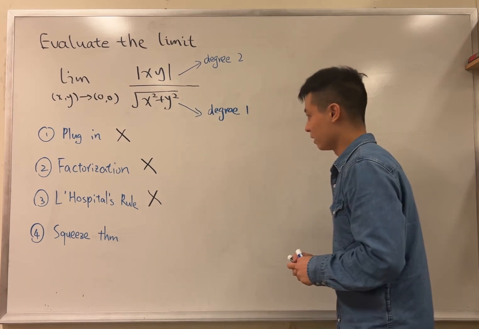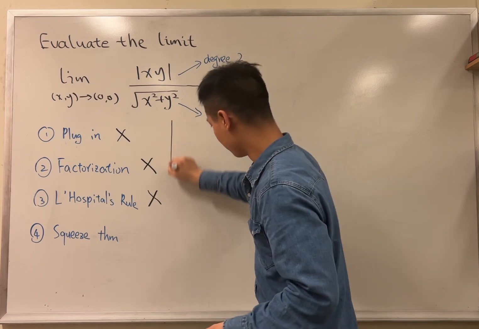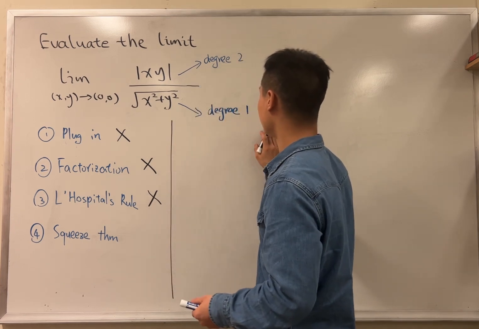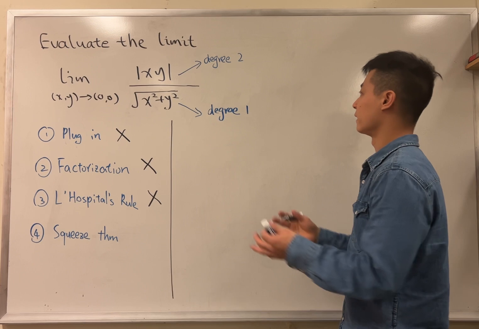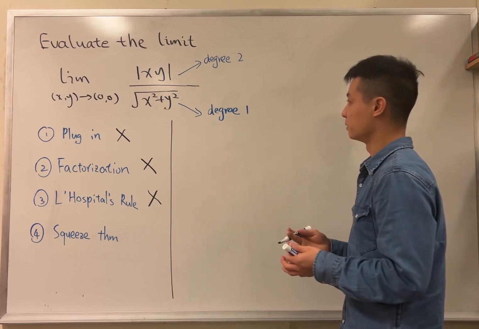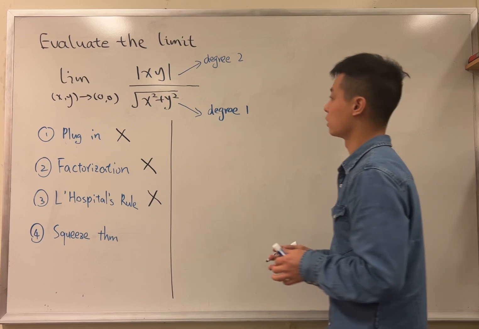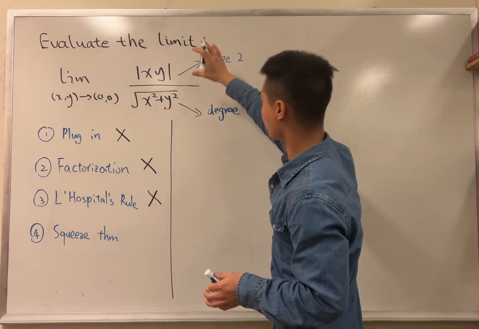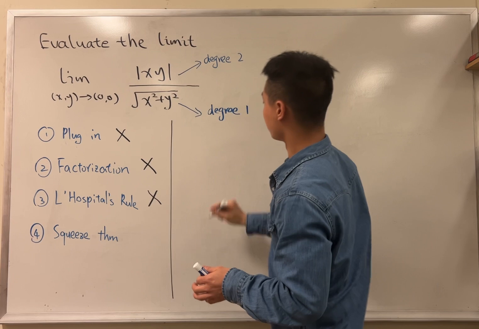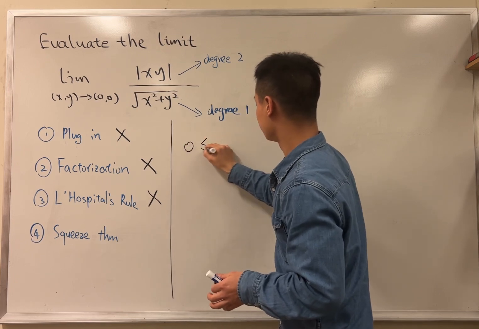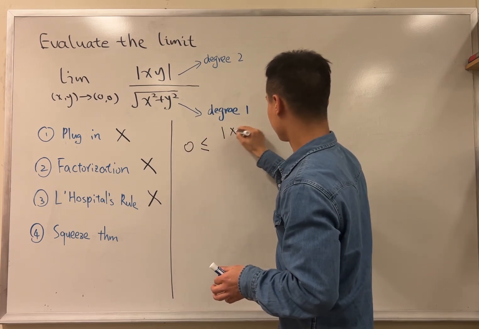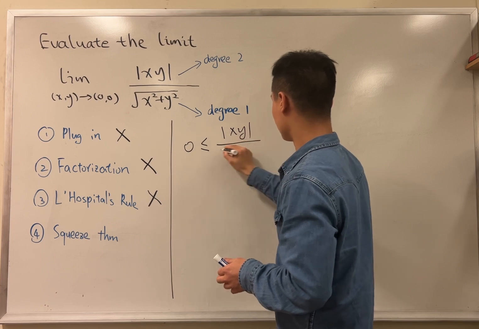Okay, so now let's try to think of two functions, upper bound and lower bound, both of which having 0 as their limit. The easiest function that we can think of as the lower bound is going to be the constant function 0, because obviously this function is greater than or equal to 0. Okay, so we're going to have this greater than or equal to 0.